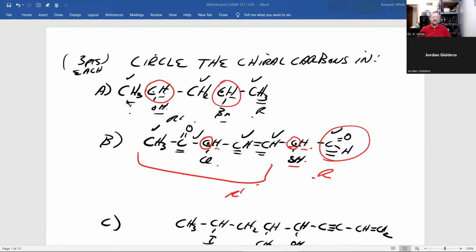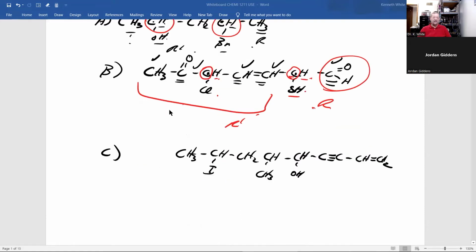So if we look at A, this is out, 3 hydrogens, this is out, 2, this is out, 3. This has a hydrogen, bromine, methyl, this whole thing, 4 different groups. That's a chiral carbon. Hi, Boris. And over here, hydrogen, hydroxyl, methyl, and this whole thing, 4 different groups or atoms. And that's why they're circled.